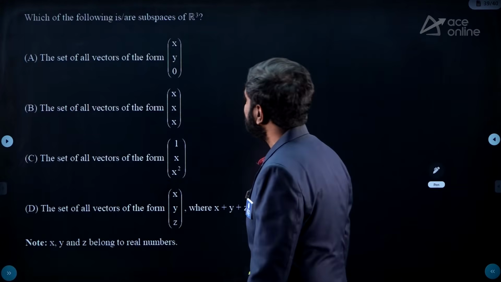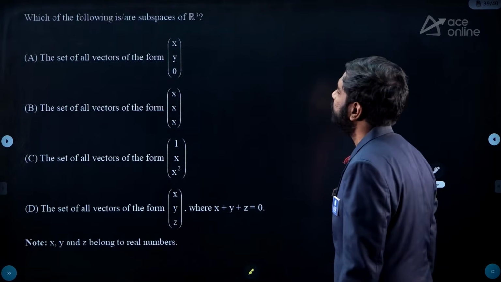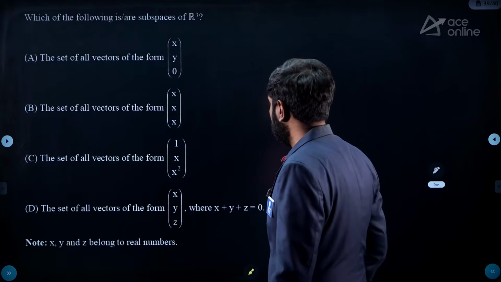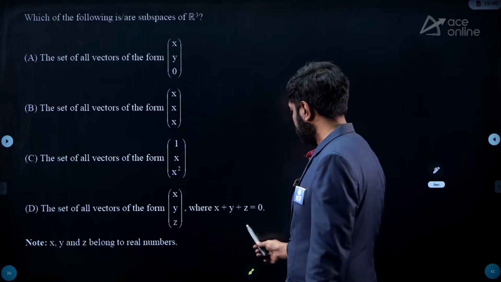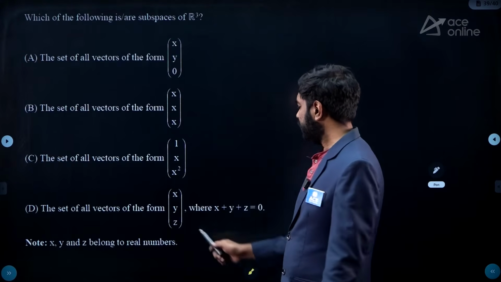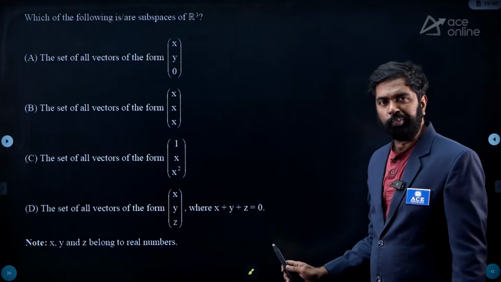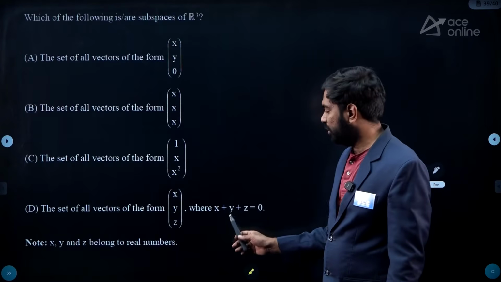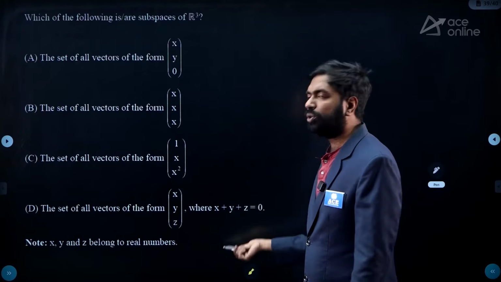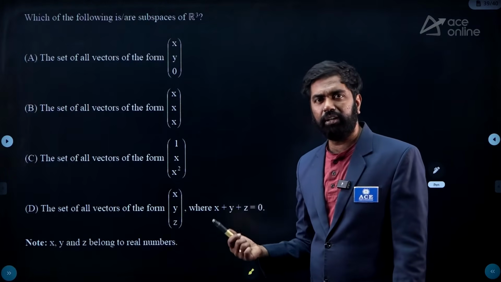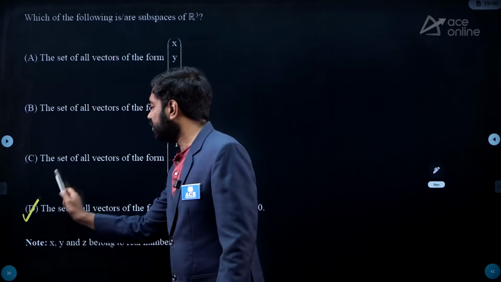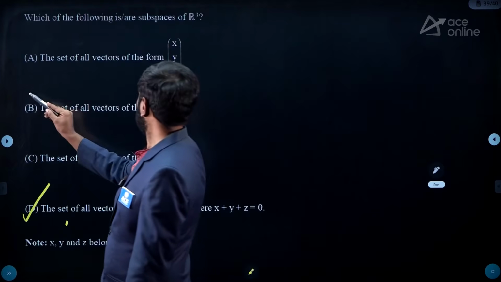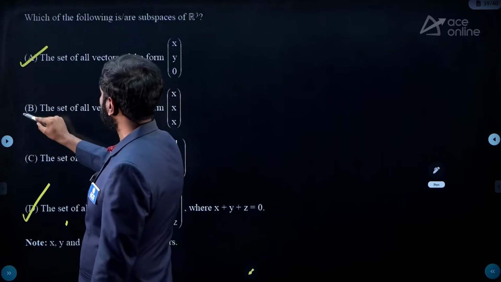Which of the following are the subspaces of R power 3? It's an MSQ. Now when I look at this, it's a vector where x plus y plus z equals 0. This is actually representing a homogeneous system. The solutions to the homogeneous system will definitely form a subspace. There is nothing wrong in this. D is correct. Even I have no problem with A. I don't have any problem with B.